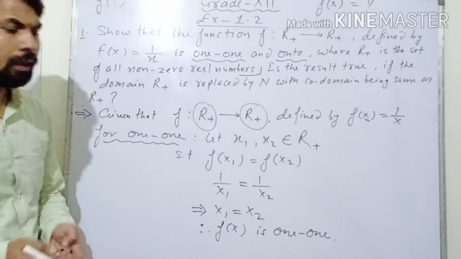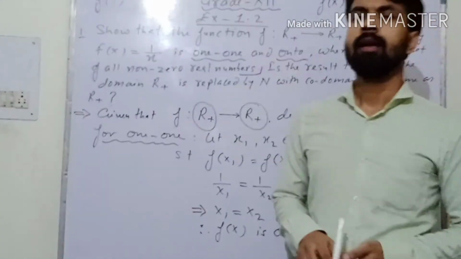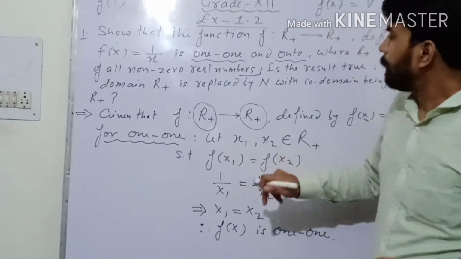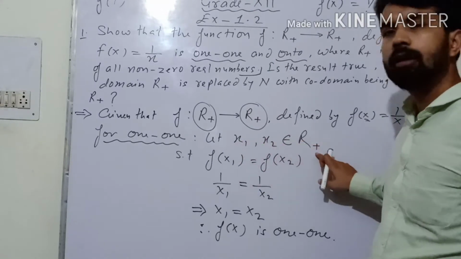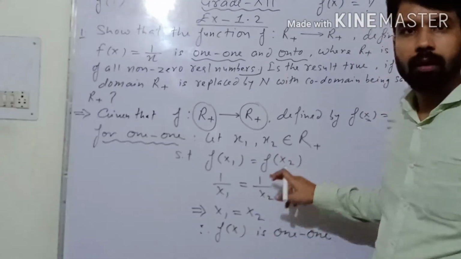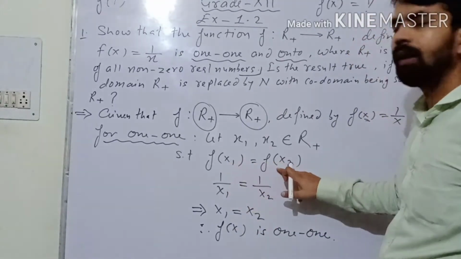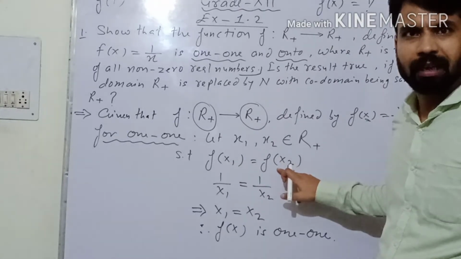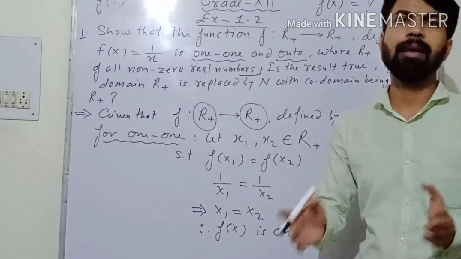Again I am explaining. For checking whether the given function is 1-1 or not, we will consider two different elements x1 and x2 belonging to its domain such that their images are equal. Images means f(x). So f(x1) equals to f(x2). Hope it is clear. तो यहाँ पर हमने कॉन्ट्रडिक्शन लिया कि एलिमेंट्स डिफरेंट हैं, इमेजेस सेम हैं.